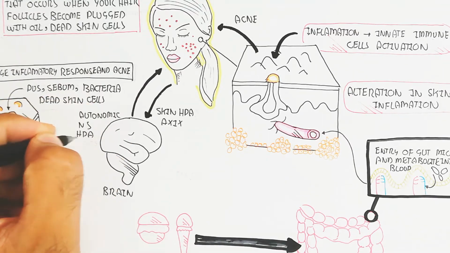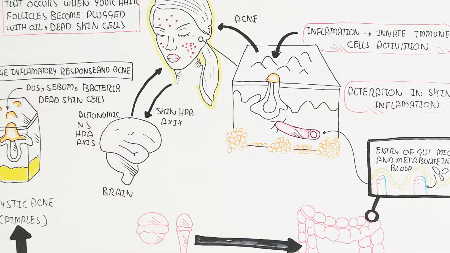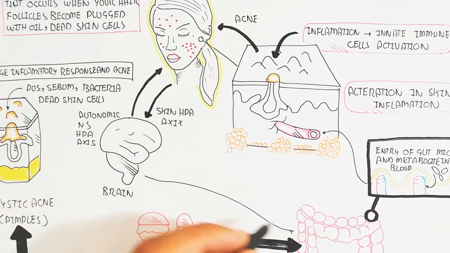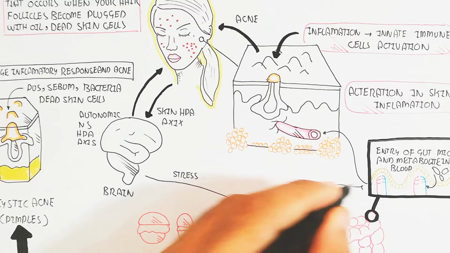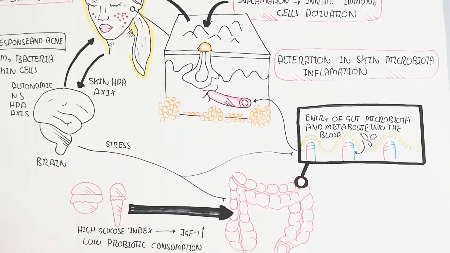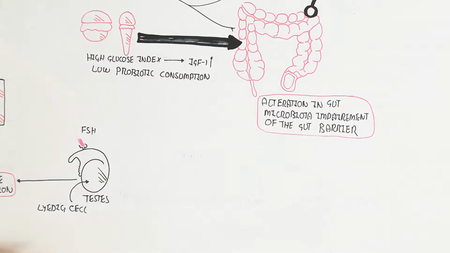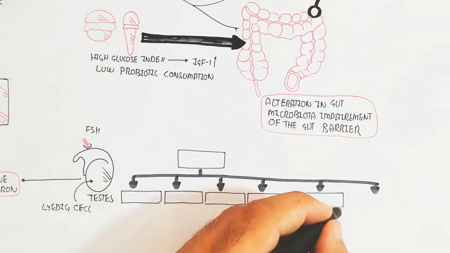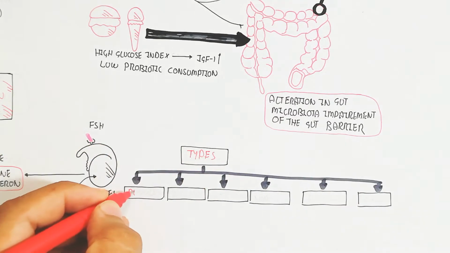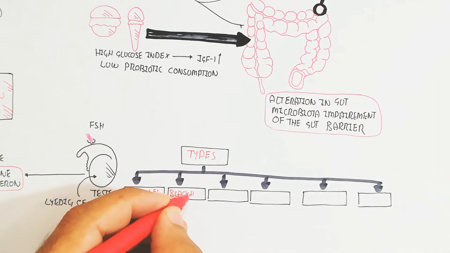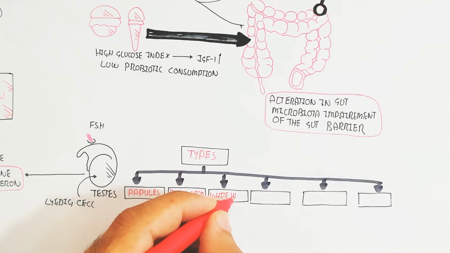On the other hand, the skin, hypothalamic, pituitary, adrenal axis, which involves the autonomic nervous system, will cause stress, and this stress will give the response for the immune cell activation, in response to the digestive system and other things.